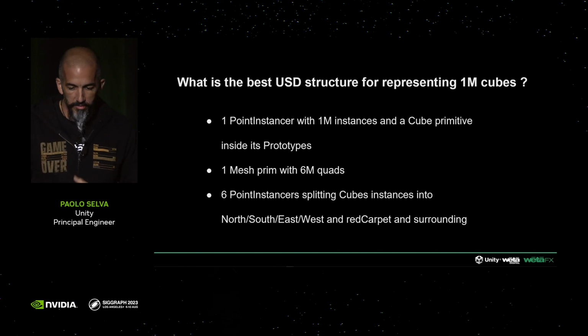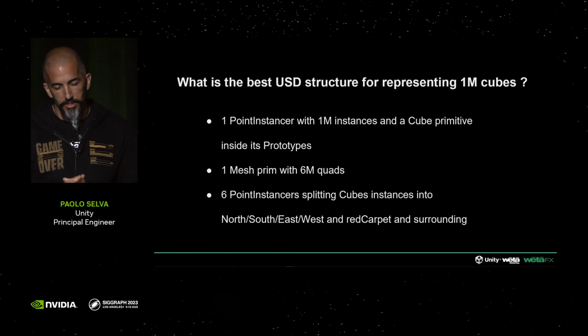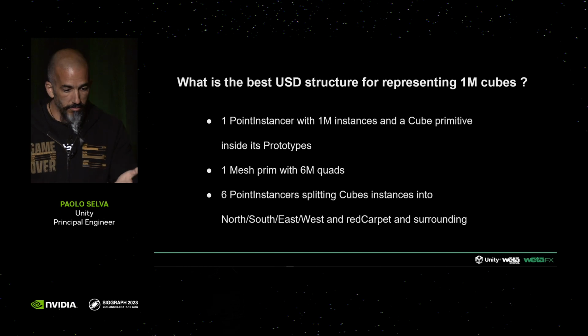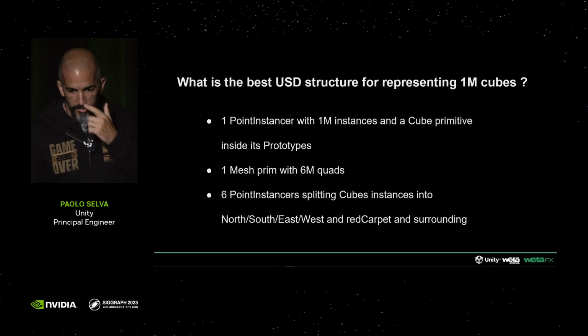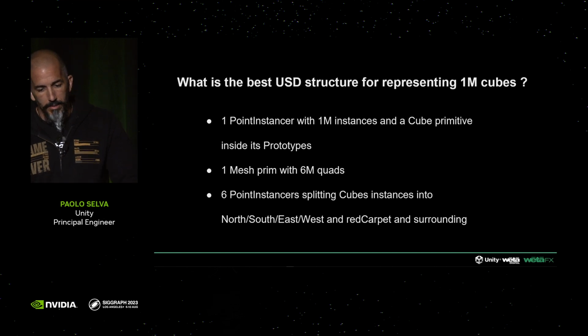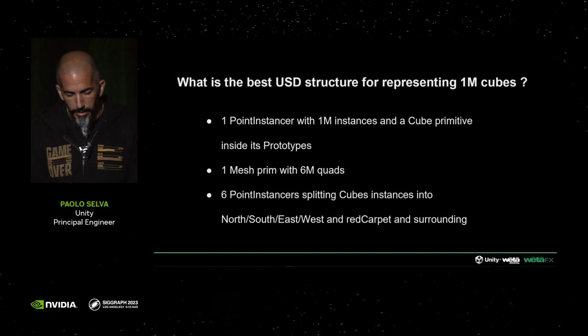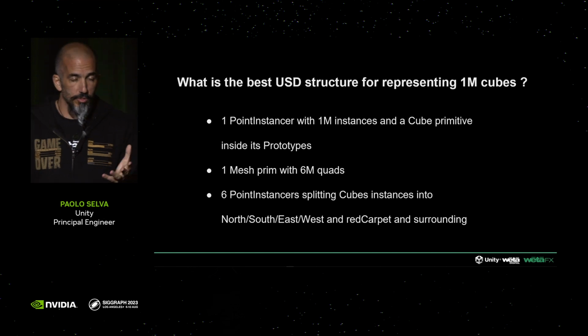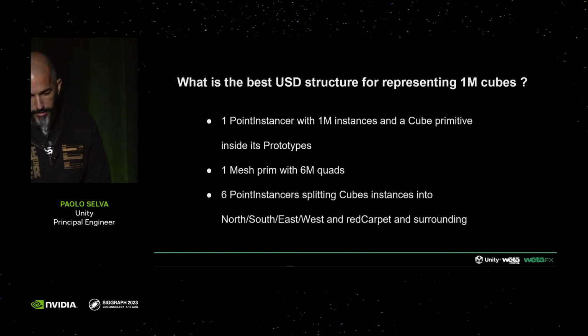You can do all of them, and they're all valid structures. The first one might be very good for testing a single point instancer speed, or the last one is probably good just for having a sense of how the scene is actually organized. But all the structures are going to produce the same pixels at the end.